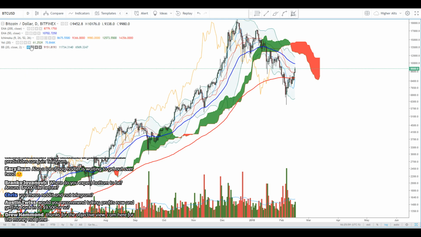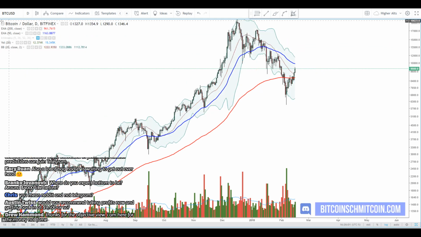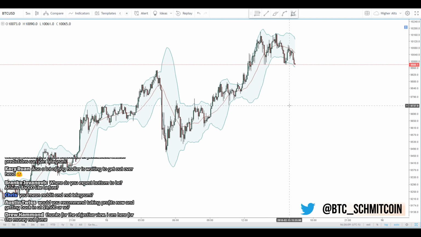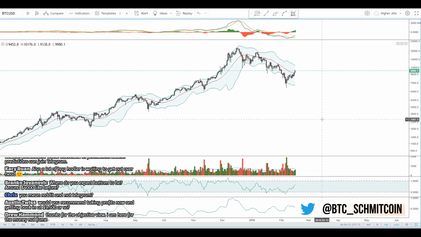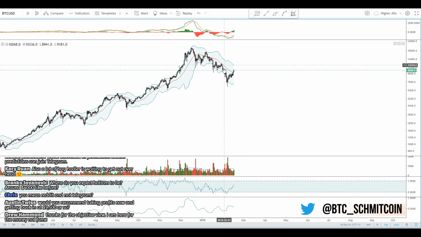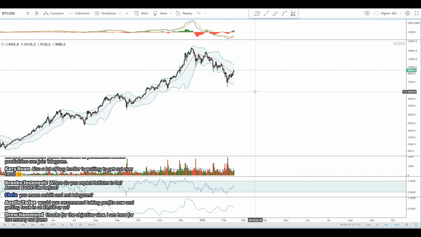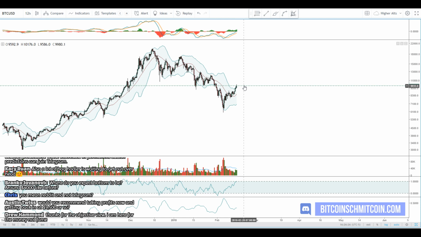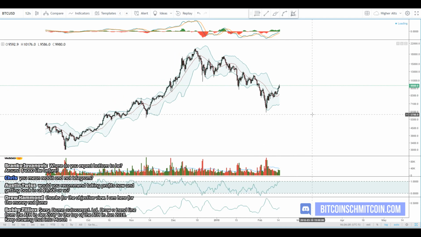And also, if you look at the Bollinger Bands too, we're seeing a nice rounding out of the Bollinger Bands on the daily and the 12-hour. Seeing a nice little squeeze here, so it leads me to believe that we still have a little bit more upward life in this move.